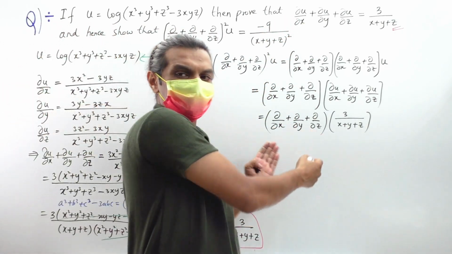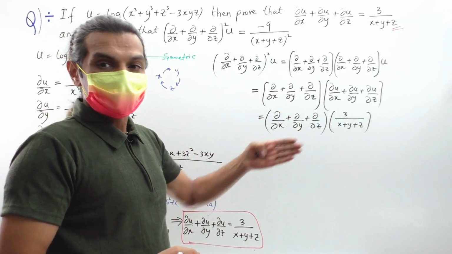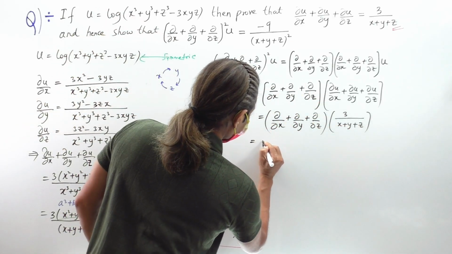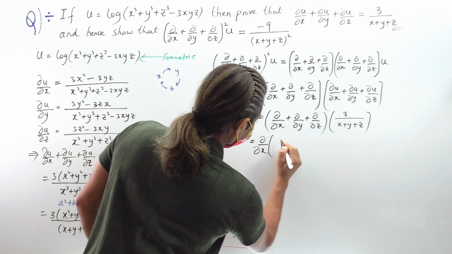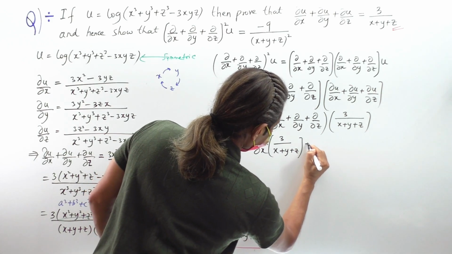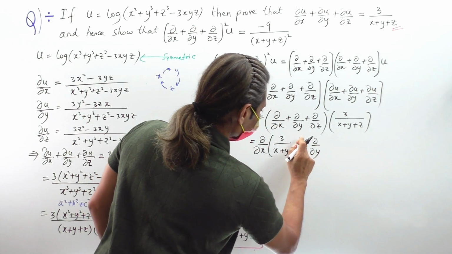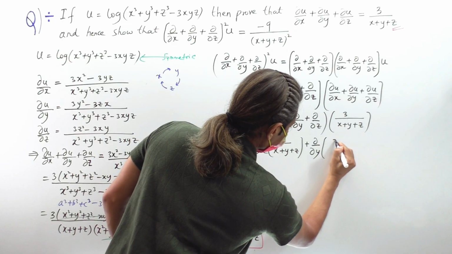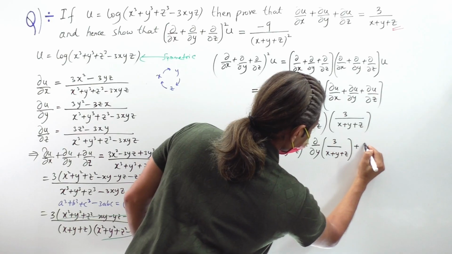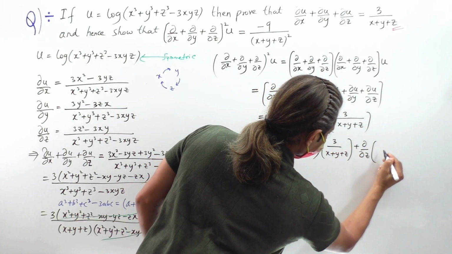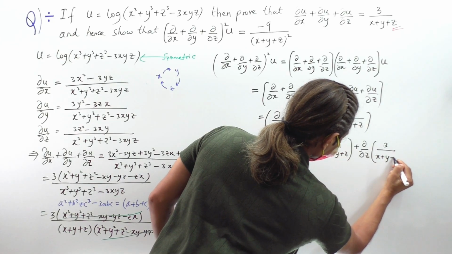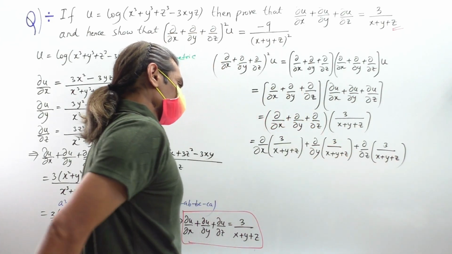Now again open it. So we differentiate 3/(x+y+z) with respect to x, y and z. So we have this as ∂/∂x of 3/(x+y+z) plus ∂/∂y of 3/(x+y+z) plus ∂/∂z of 3/(x+y+z). Okay.